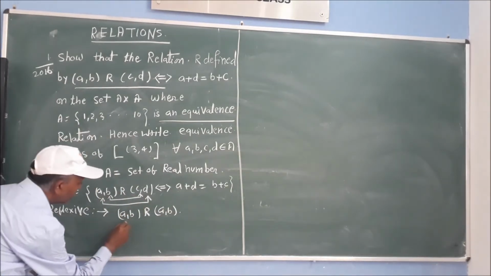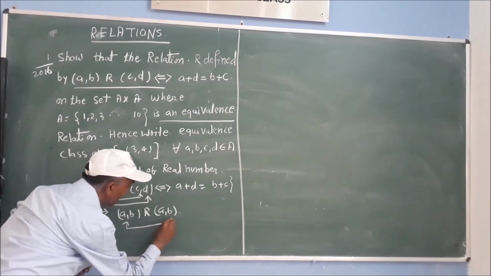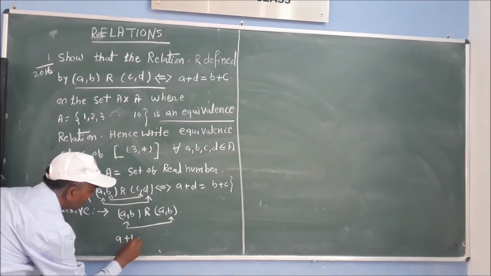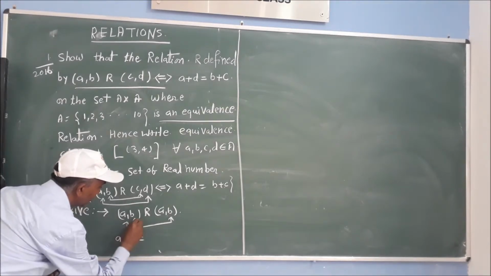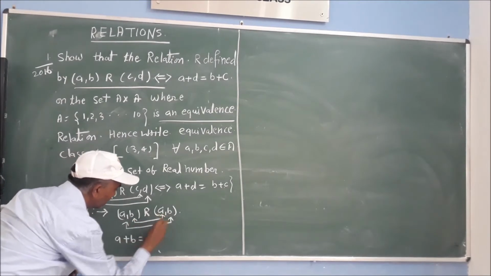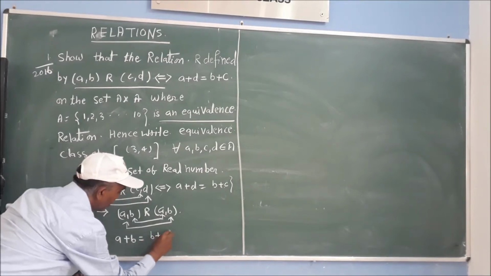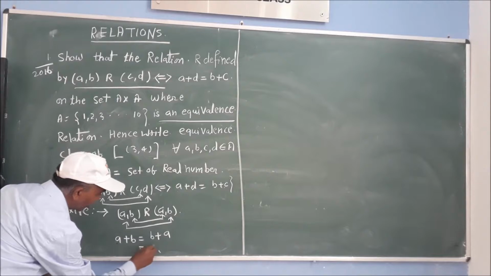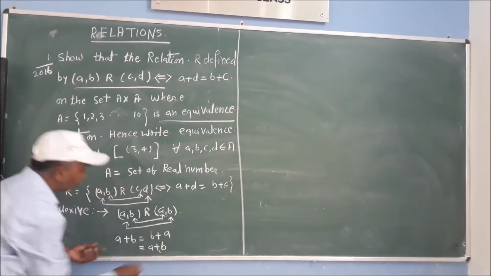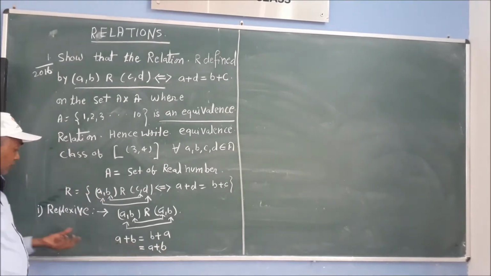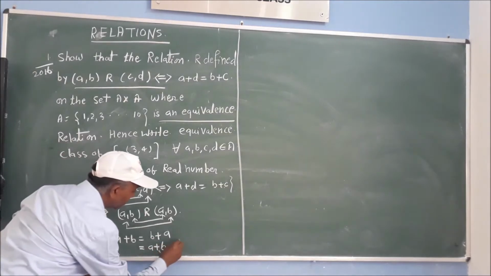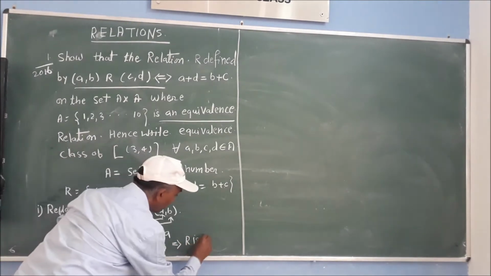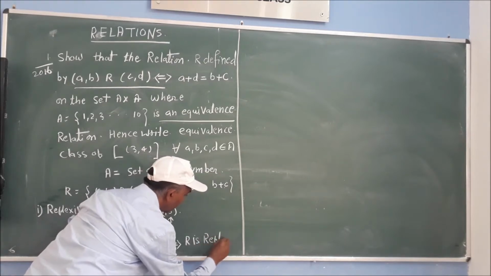So check: the first element is A and the fourth element is B. So we can write A plus B must be equal to the second element B plus the third element A, that is B plus A. A plus B is equal to B plus A. Arranging it, this equals A plus B. Both LHS and RHS are equal. This implies R is reflexive, or R follows the reflexive property.